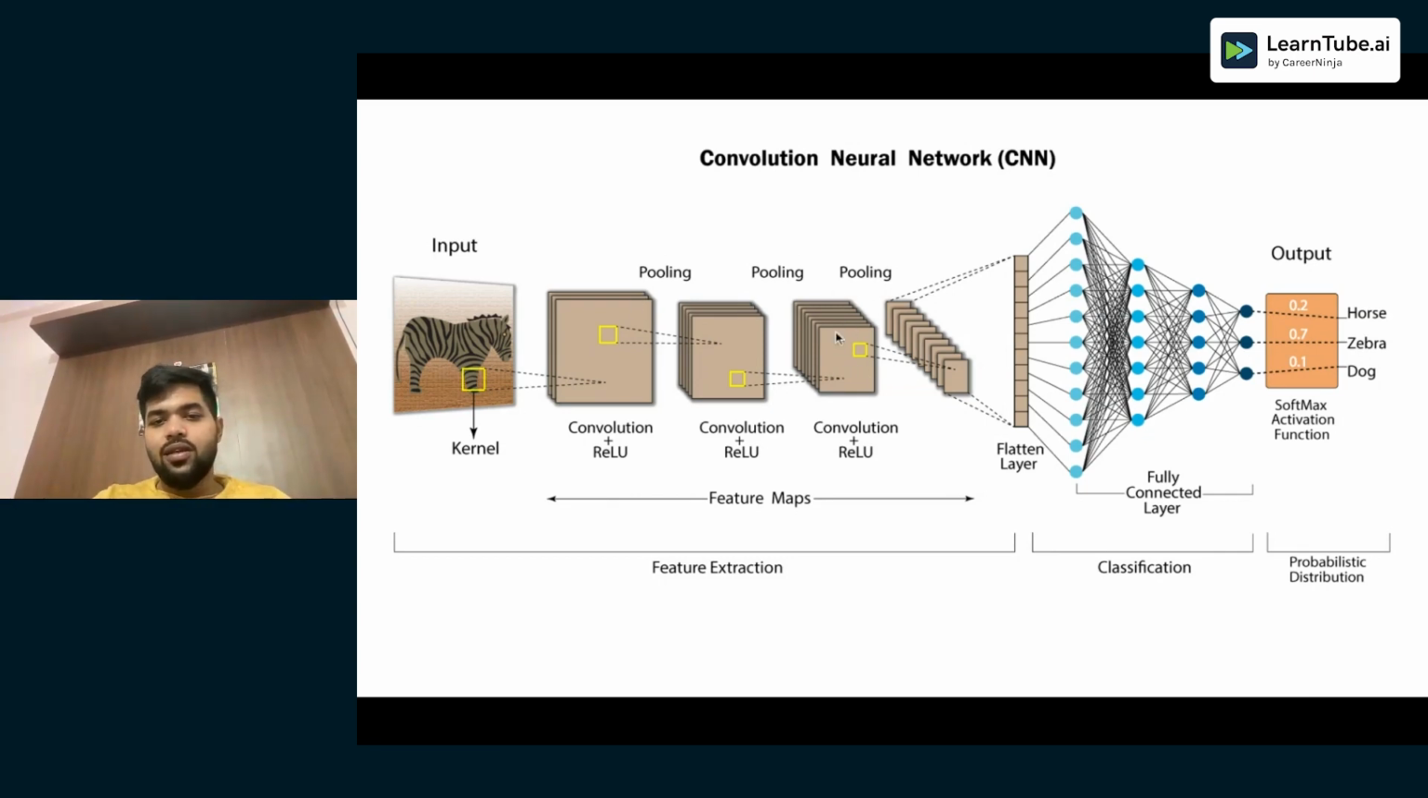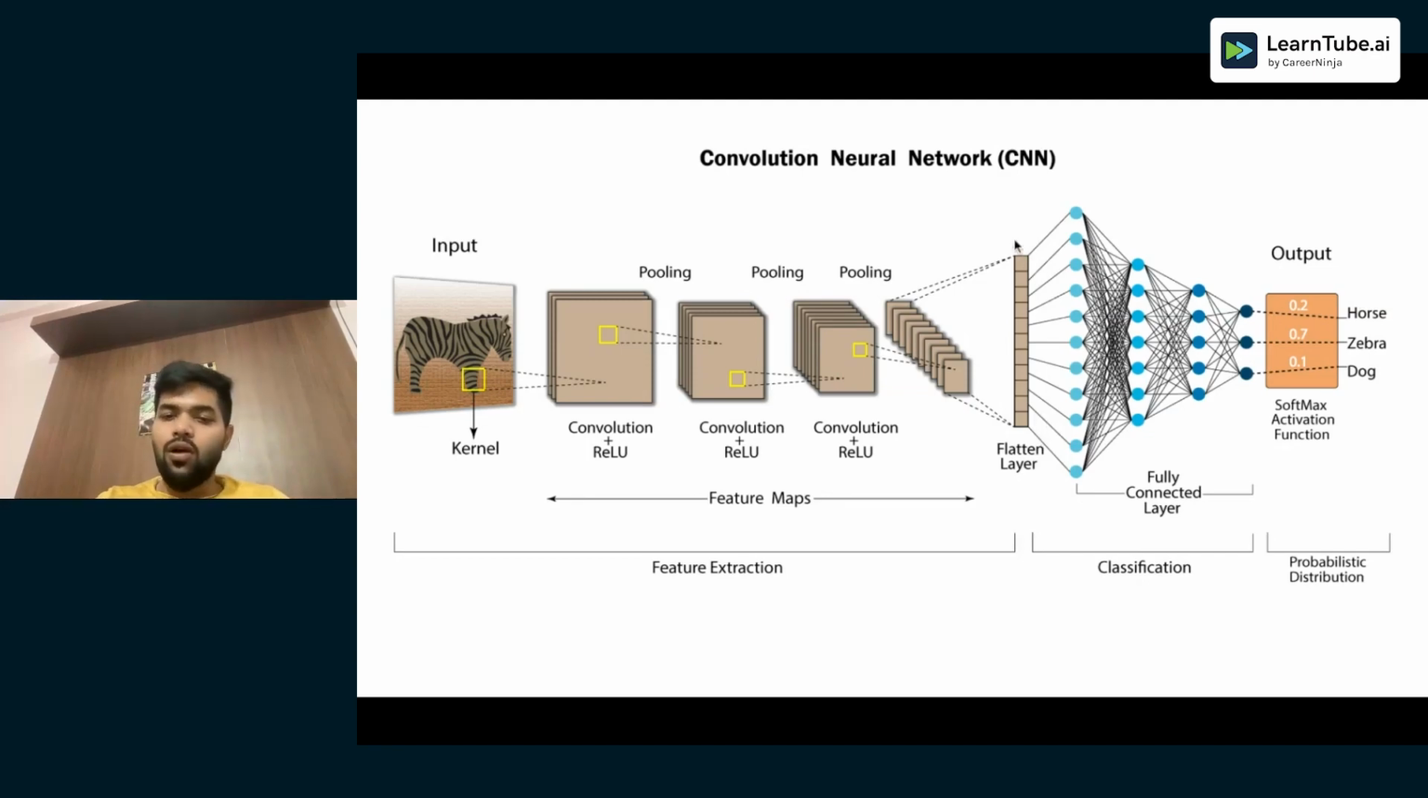Again one more layer, and then your zebra is converted into a flattened layer. This thing is known as flattening. Your image becomes a flattened layer. In the flattened layer you have all values in just one column. Over here you had rows and columns, it was like a matrix. Now it has become a single column of values.